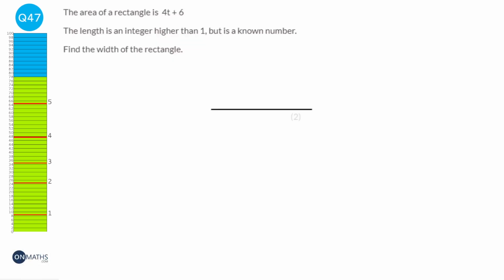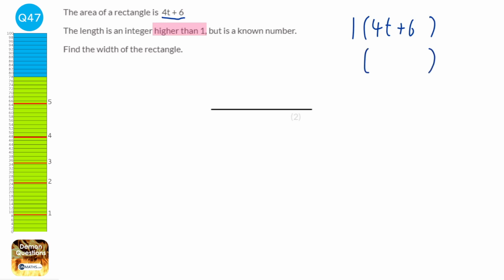So for this question, what we need to do is factorise 4t plus 6. Now factorise means put it into brackets. So if I try, I can actually put a 1 on the outside here. So 1 times 4t plus 6 is 4t plus 6, but the question clearly states that it is higher than 1. So we need to find another number that's higher than 1 to factorise this with. So if we look at 4t and 6, well, they're both in the 2 times table. So I can put a 2 on the outside here. 2 times 2t is 4t, and 2 times 3 is 6.